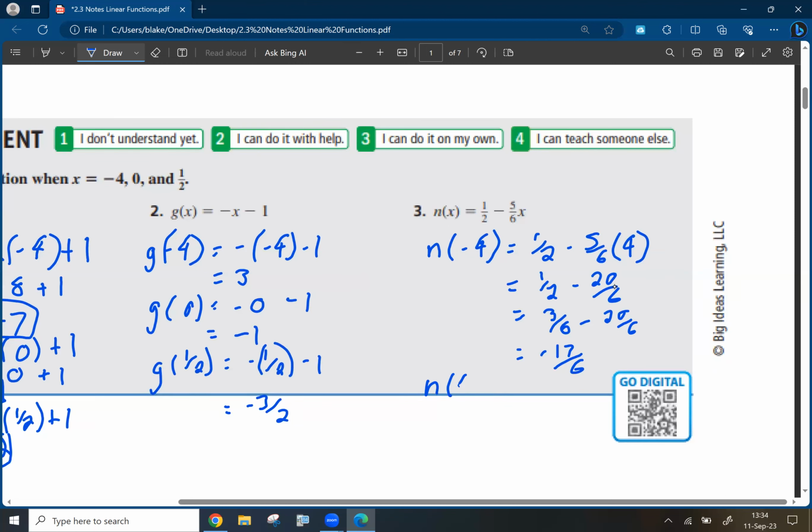N of 0, if you plug 0 into the function, that's actually going to be pretty easy because, well, 5/6 times 0 would just be 0. So you'd have 1/2 minus nothing. So it would just be 1/2.